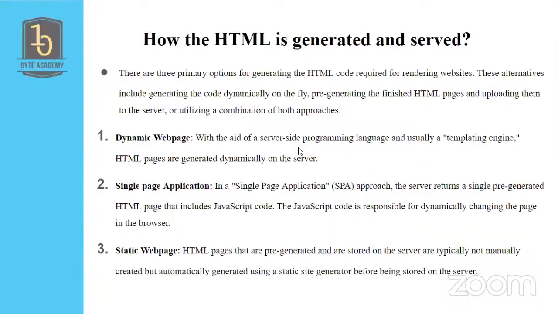Next is how the HTML is generated and served. As we've seen, the HTML is getting generated in the server, right? There are three primary options for generating the HTML code required for rendering websites. We will be completely talking about websites only, no JSON. Now we are completely focusing on what the server is doing, how the server is generating this response. Basically, the server can do three things, at least in the current modern scenario.